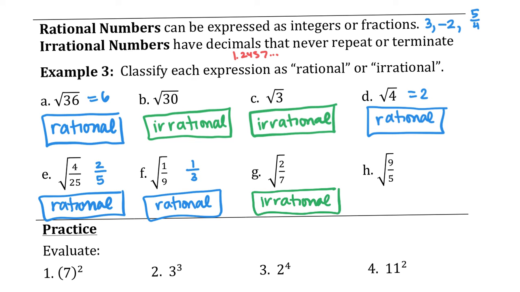Okay, let's try the next one. Okay, the square root of 9 is 3. That's okay. The square root of 5 is, I don't know the square root of 5. It's irrational. It's going to be a big decimal.